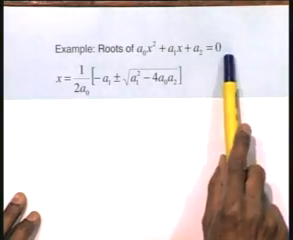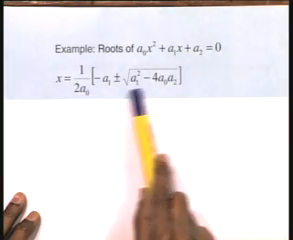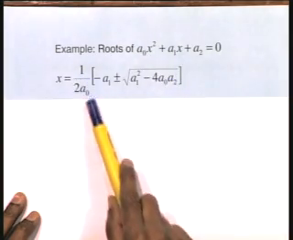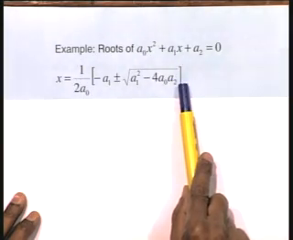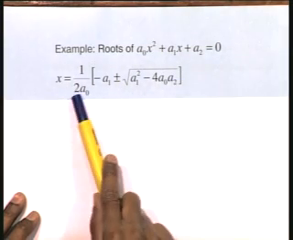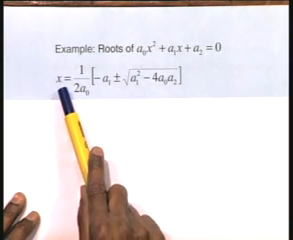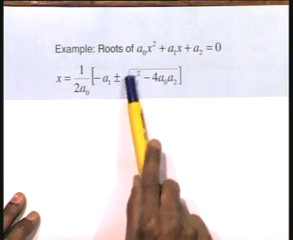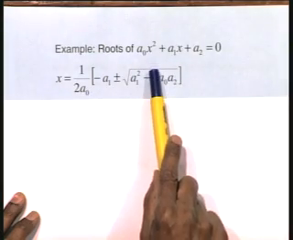Now for example, I want the roots of this simple quadratic a naught x square plus a1 x plus a2 is equal to 0. So I can write down that x is equal to our standard formula, and say these are the two roots. I would say that this is a direct method. I am getting both the roots x1 and x2 by just finding this particular value, finding its root and then getting this value.